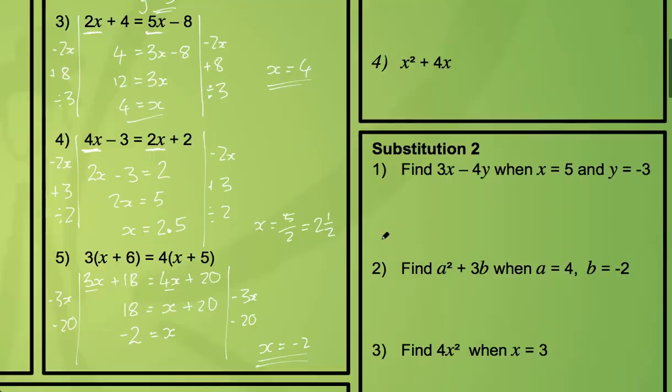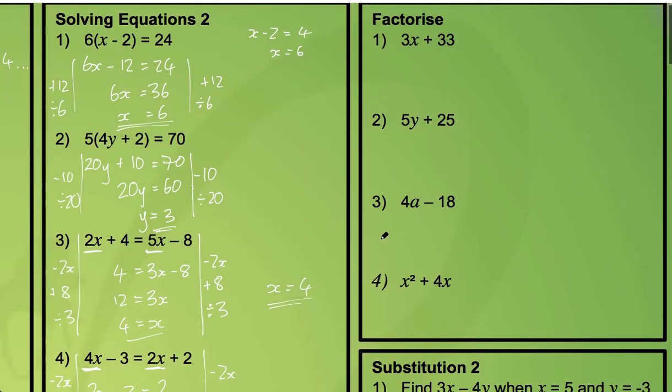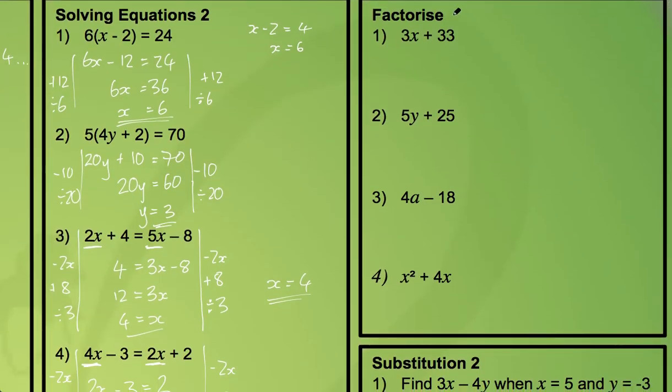Okay, last two algebra skills. Factorising, that means put back in brackets. So factorise means put in brackets by finding the highest common factor of every term. Highest thing that goes into both 3x and 33 is 3, so I find that common factor and then I work out what would happen.